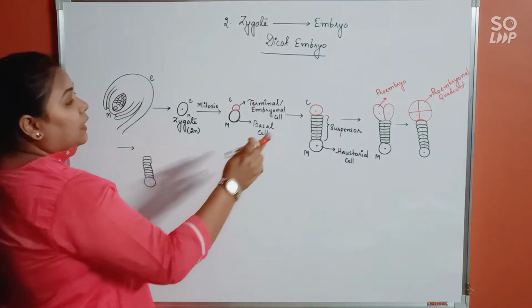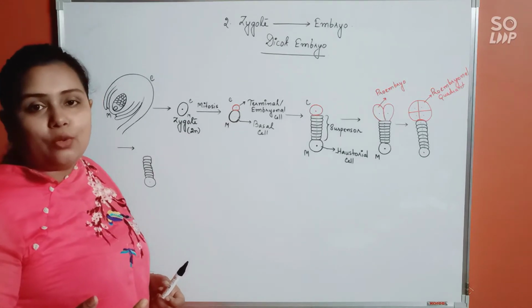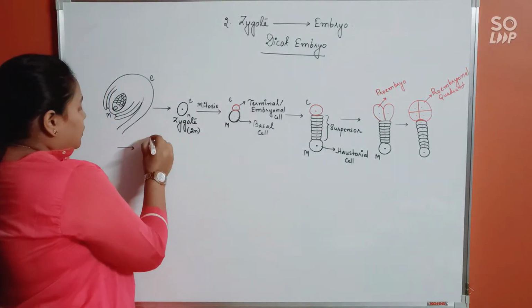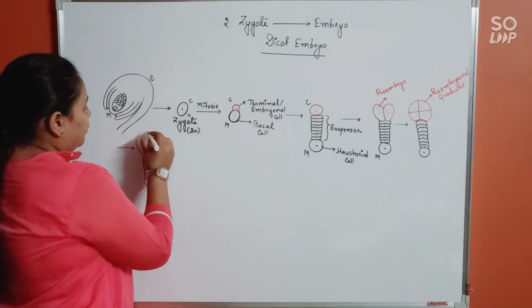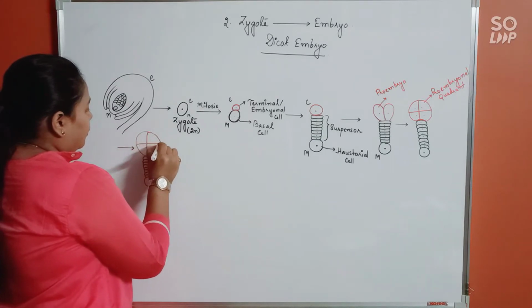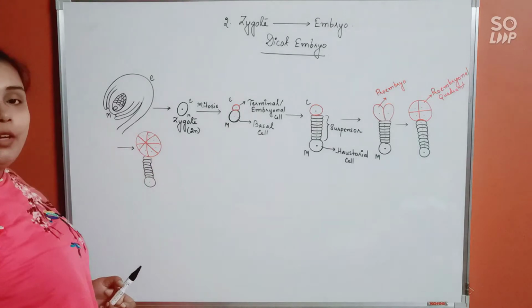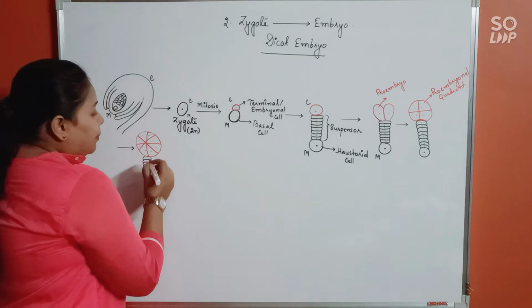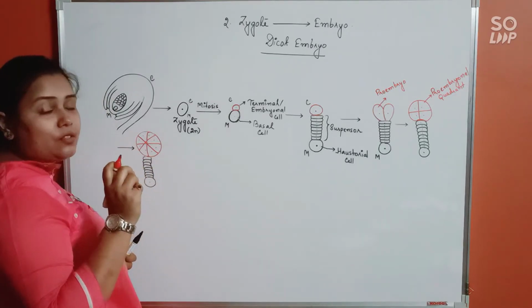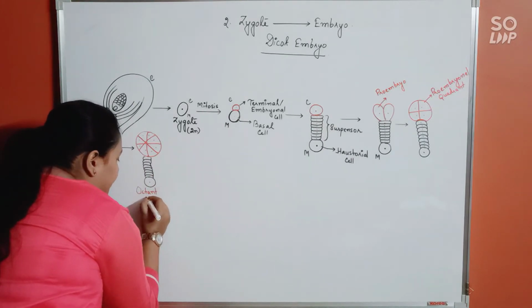Alright. These 4 cells will undergo another round of division. So 4 cells undergoing mitosis will give you 8 cells. So this will become further enlarged and will give rise to 8 cells. Alright, 8 cells will be formed. Now, this will be known as proembryonal octant. 8, so octant. So this is the octant stage.